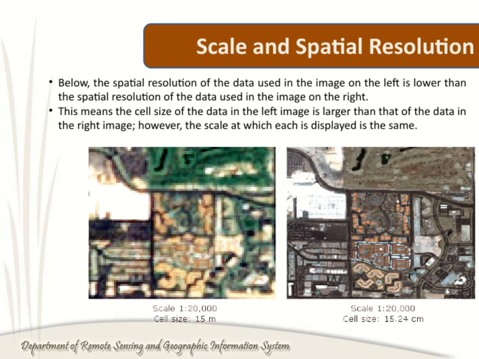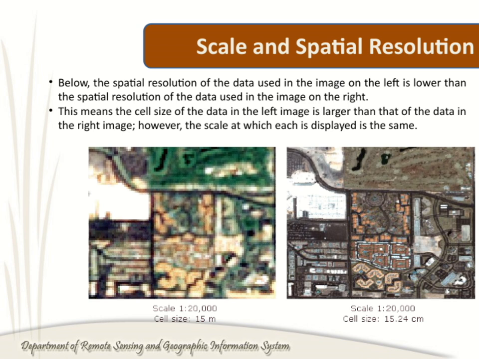Now let's take a closer look at scale and spatial resolution. As you can see here, the data in the image on the left has a lower spatial resolution compared to the data on the right. This essentially means that the cell size, or the smallest unit of data, is larger in the left image. Conversely, in the right image, each cell is smaller, giving us more detailed information.